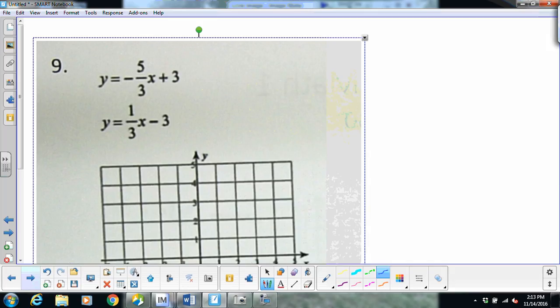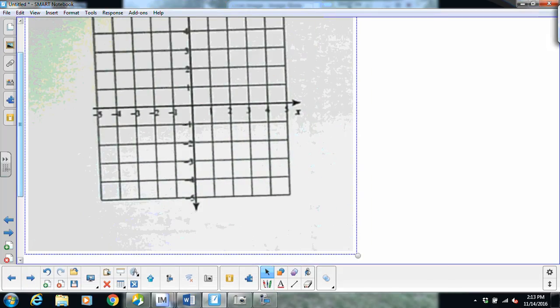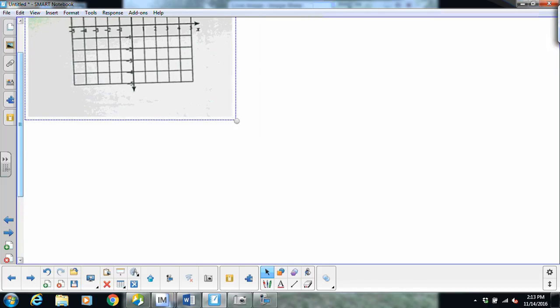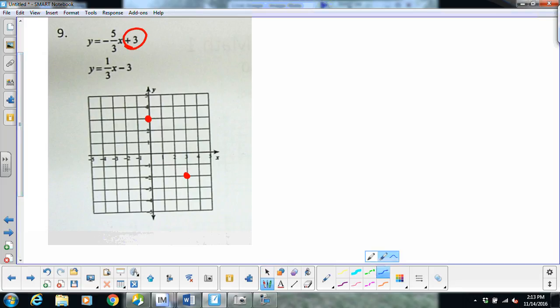Okay, number 9 is our system of equations. Let me make this a little bit smaller real quick. Okay, so they are both already in slope-intercept form. So I'm going to start at my +3 on the first one. I'll make that my red line. And then I'm going to go down 5 and right 3. Can't do that either way. Okay, remember, I'm going to leave my dots there without connecting them just so I can see. All right, the second one starts at -3 and it goes up 1 and right 3.